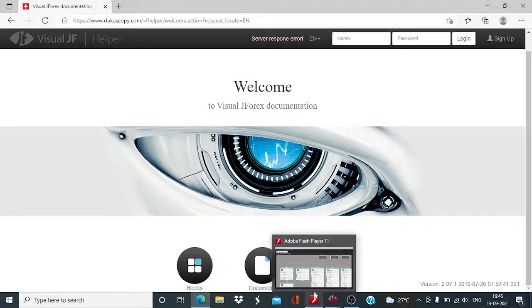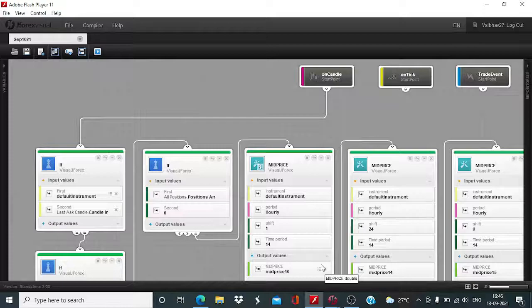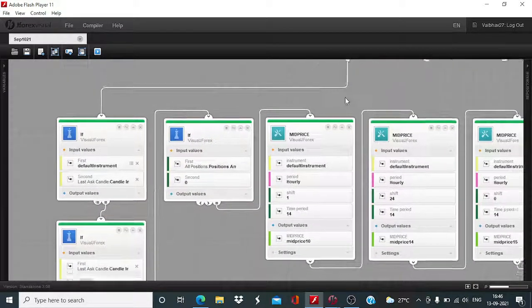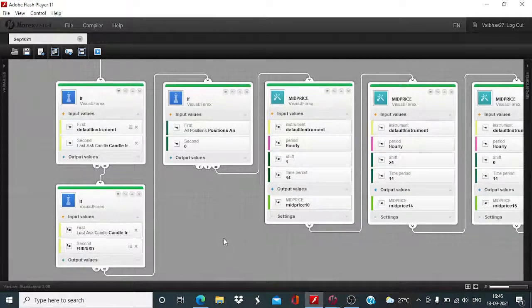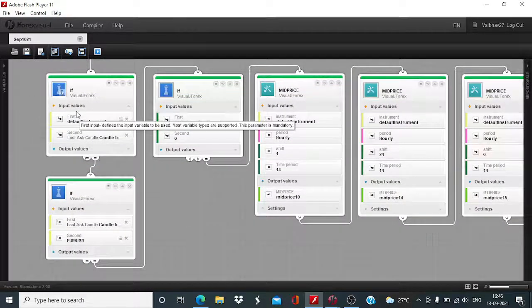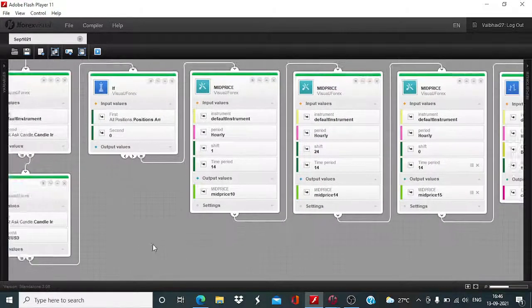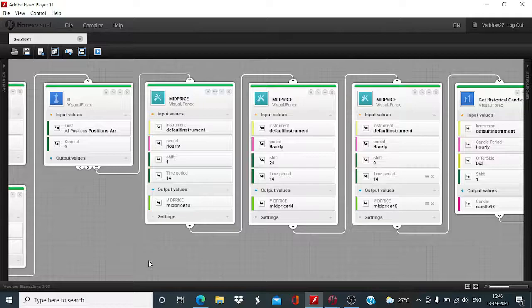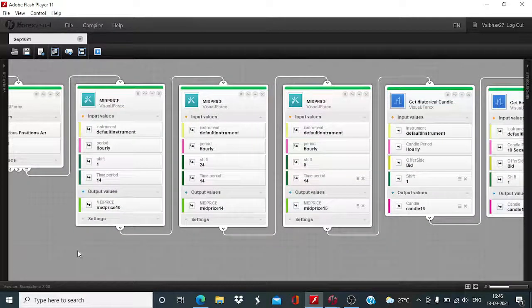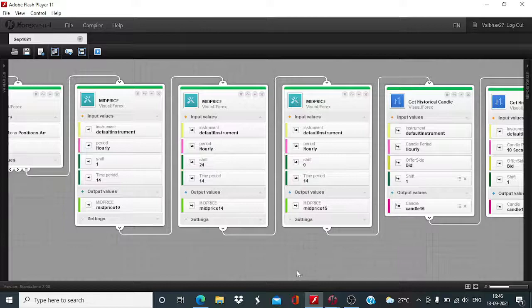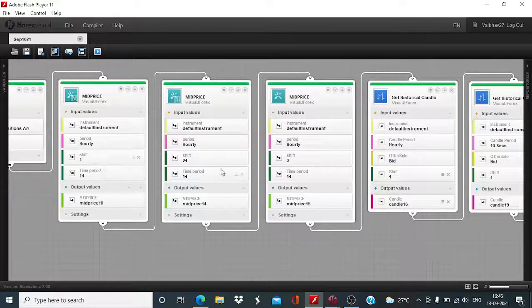So let us now head to the Visual JForex board, which has been developed by the Dukascopy Bank SA. In the last session, I had explained to you how you can carry out the instrument subscription where the default instrument is being matched with the instrument of choice. Position amount was defined at 0. Afterwards, these mid-price blocks have been added with varying shift values. All other parameters are the same. Only difference is between these shift values. This is 1, this is 24, and this is 0.